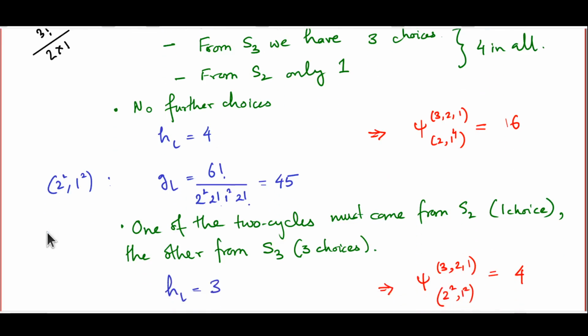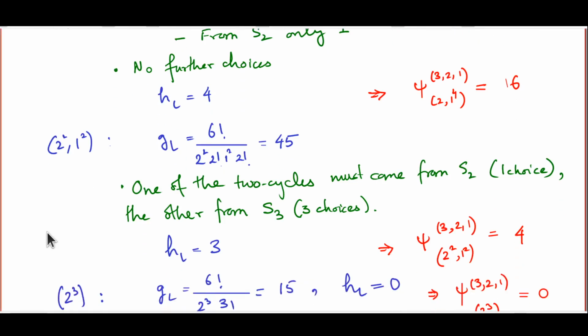So here the only possible number of permutations which go into S3 cross S2 cross S1 from this particular class happens to be these 3. 3 times 1, that is. So HL is 3, and therefore our compound character for this one is simply 4.